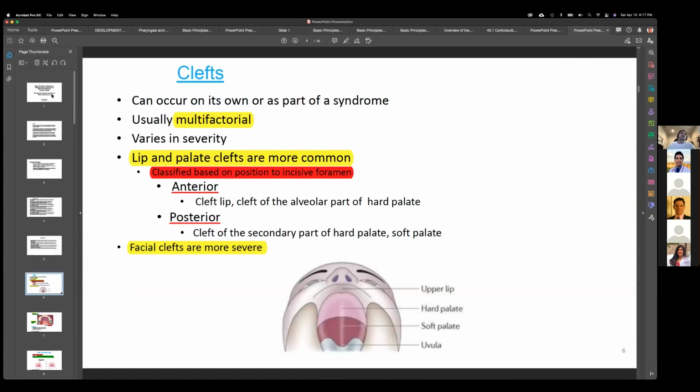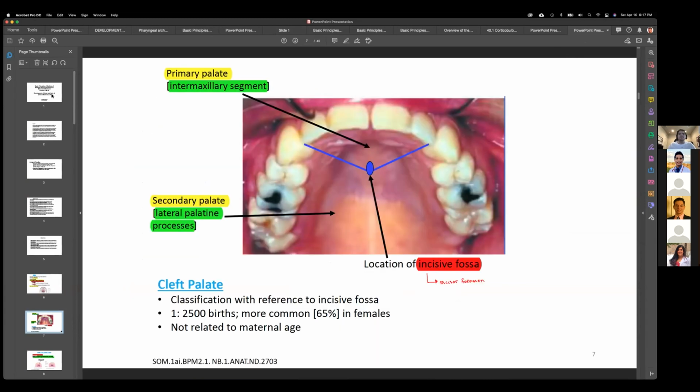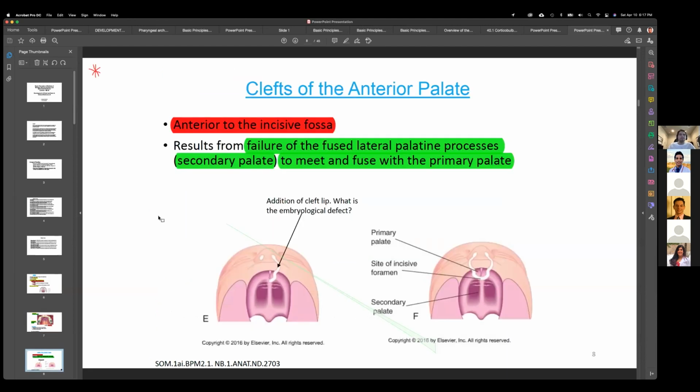All right, okay, good. So here it is, the clefts. That midpoint is the incisive foramen, that little area that makes the fossa. For the primary palate, the intermaxillary segment has to come together. The secondary palate is these lateral processes. Even if they did give you a picture, you can appreciate what it would look like here. Anterior part, obviously the anterior part of the face, you get that cleft lip and cleft palate.